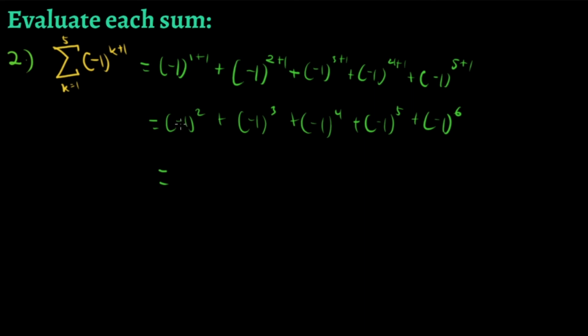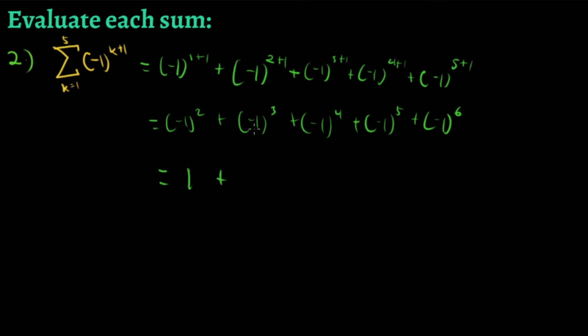Now, tingnan natin that this is negative 1. Yun yung base natin. Negative 1 multiplied to itself by how many times? Yun yung sinasabi sa atin ng exponent natin. So, sa first term natin, we have negative 1 squared. Ibig sabihin, that is negative 1 times negative 1. A negative number multiplied by a negative number will be a positive product. So, negative 1 squared is simply 1.